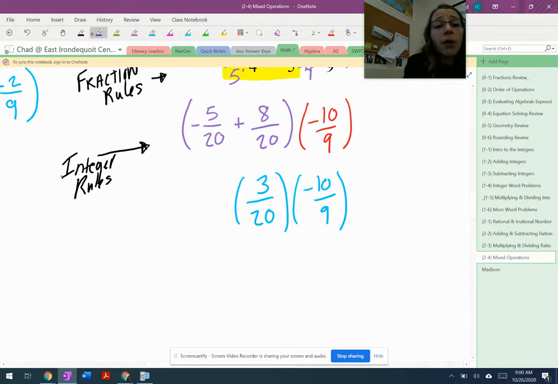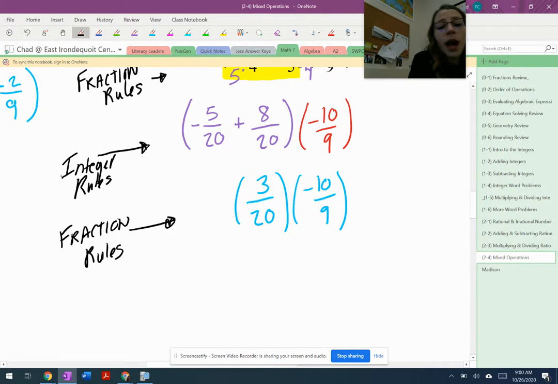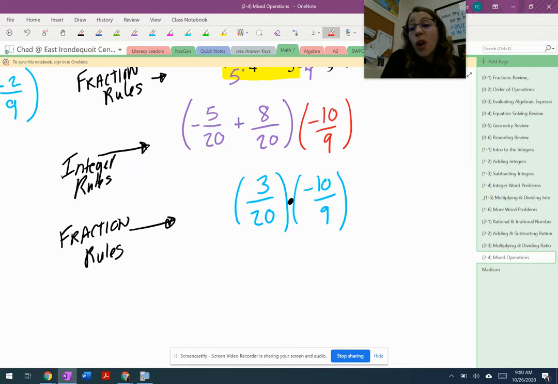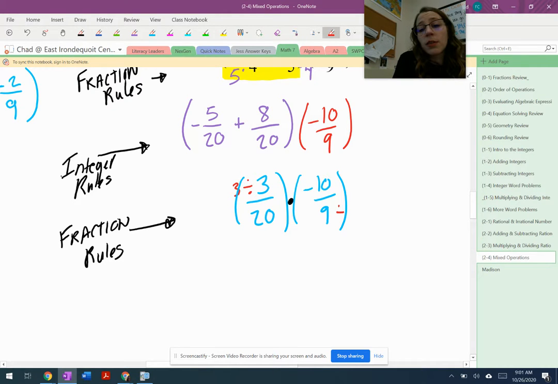Okay, so now I'm back to doing some fraction rules because I'm moving on to the second operation I have here. I have multiplication going on. So with multiplying, I'm checking for that cross canceling to make my life a little bit easier. Smaller numbers are better. Looking diagonally from top to bottom, from left to right, I can cancel the 3 and the 9 together. Both of those pieces are divisible by 3.